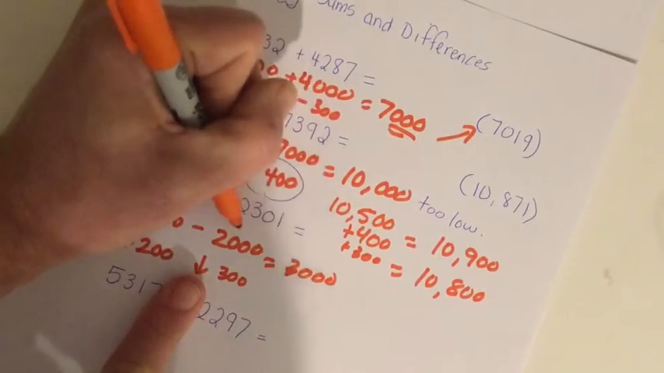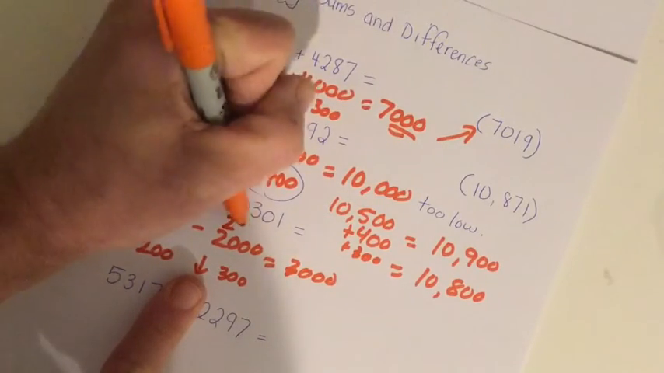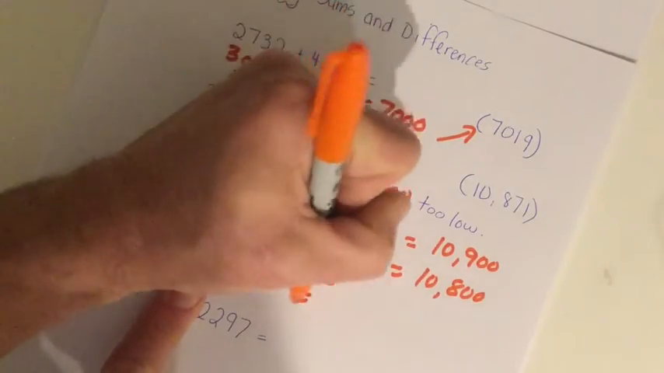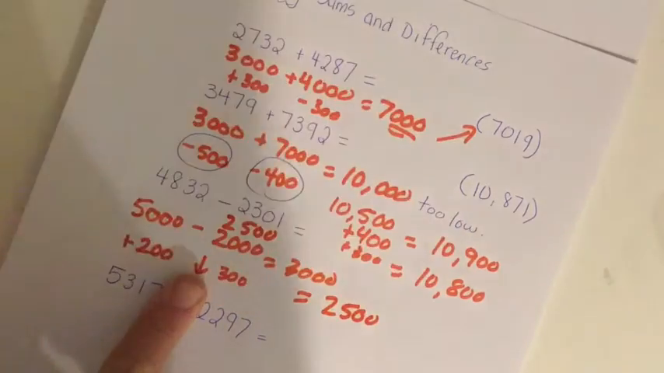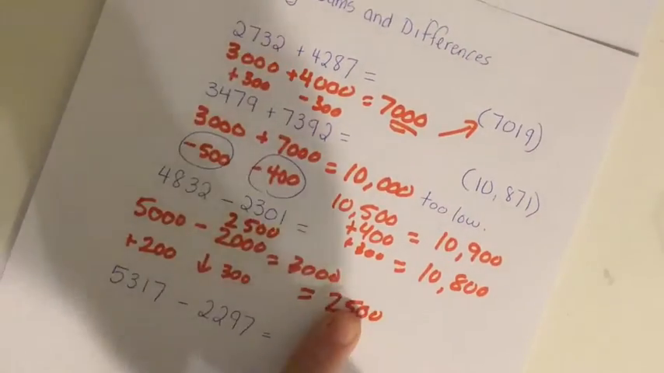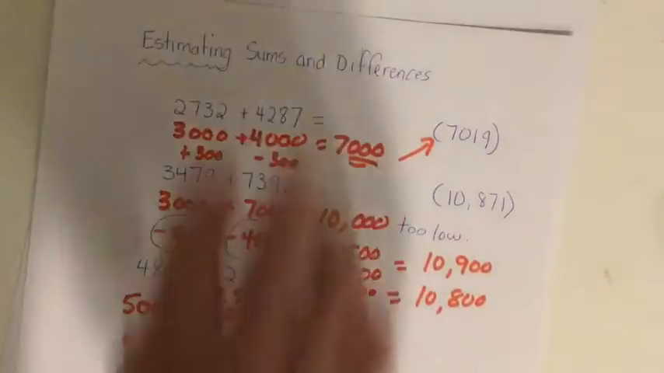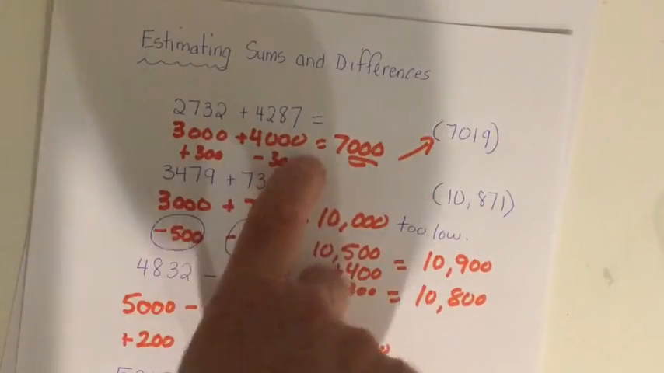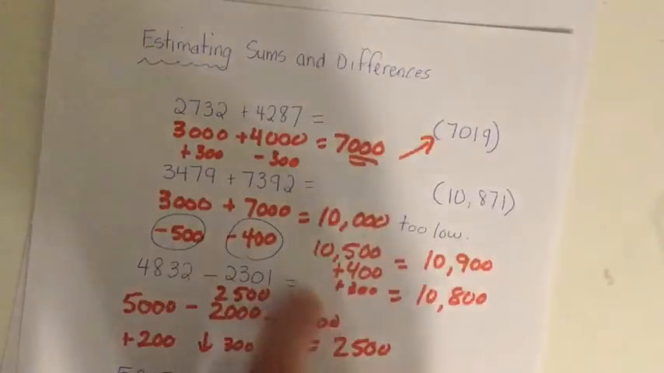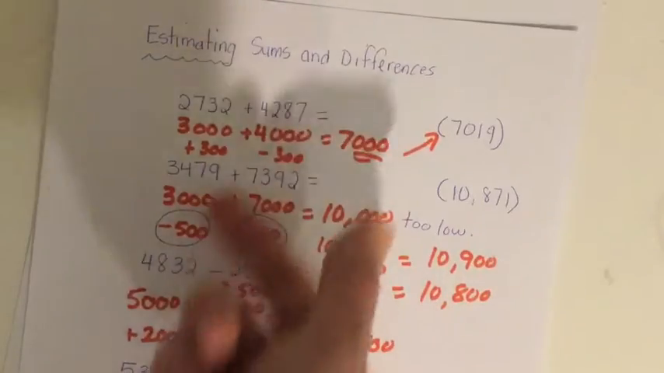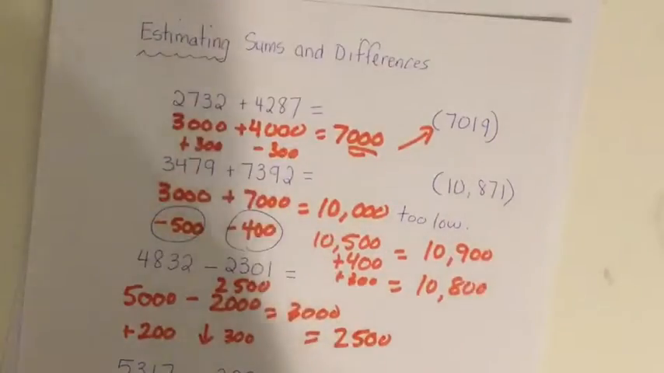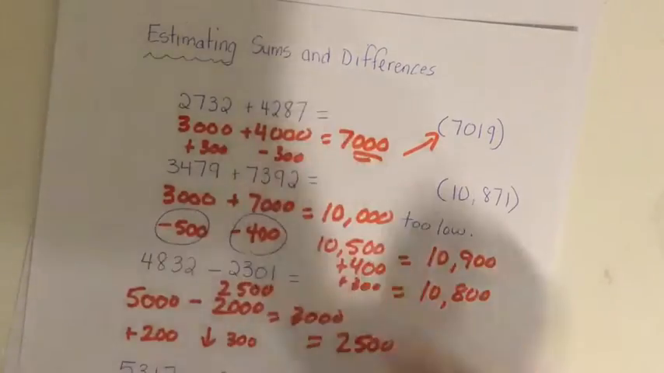If I change this to 5,000 minus 2,500, that gives me 2,500 as an answer. That's going to be a much closer estimate. So with estimating, we want to use our ability to round numbers to get a nice, easy, fast, quick estimate, but we also want to be mindful of what we're doing to change the numbers, and how close we are.